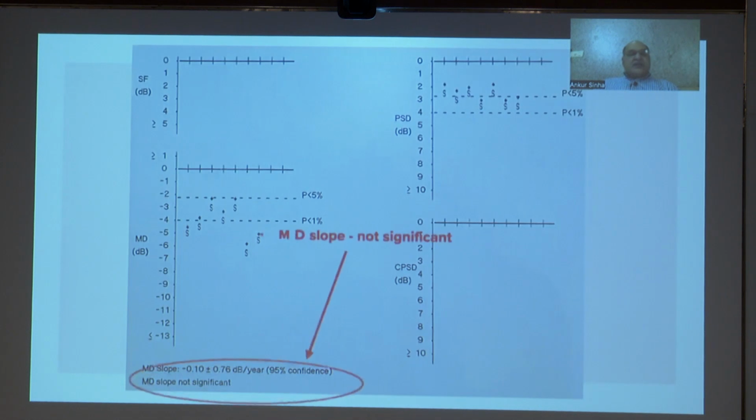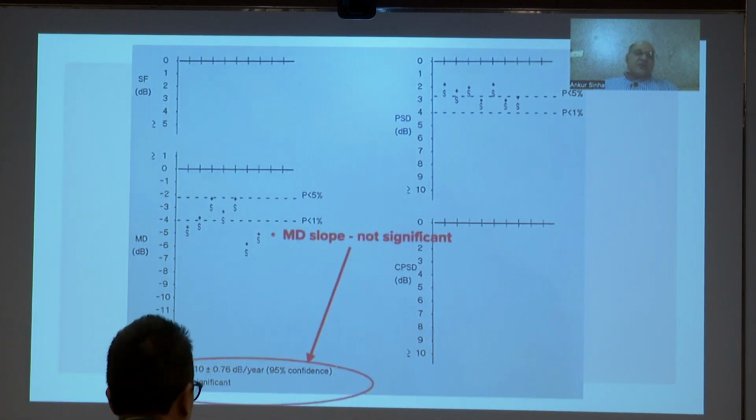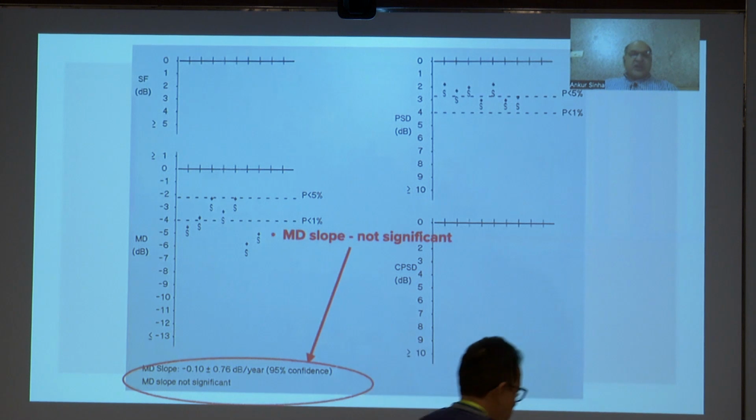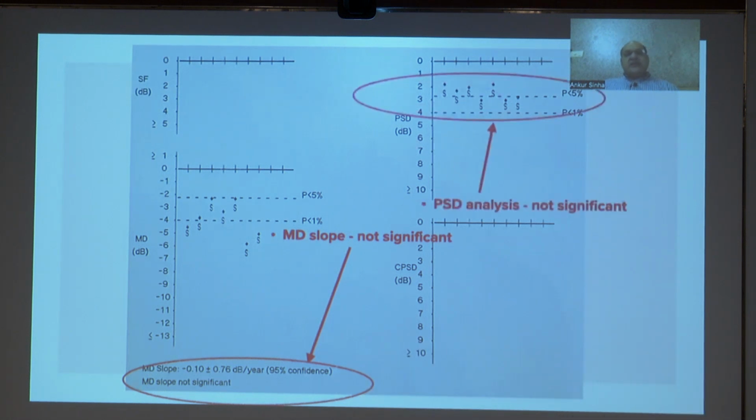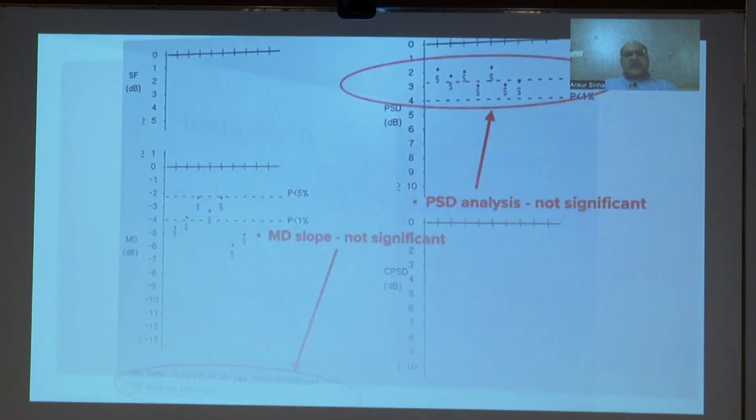Now, this is the glaucoma change probability, which is showing you the comparison of mean deviation and the slope for mean deviation here is not significant. Similarly, we have this plotted pattern standard deviation, which is again seemingly not significant here.